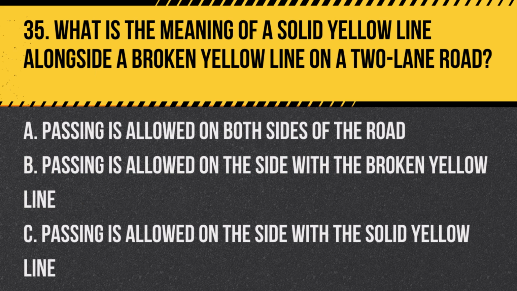Question 35. What is the meaning of a solid yellow line alongside a broken yellow line on a two-lane road? A. Passing is allowed on both sides of the road. B. Passing is allowed on the side with the broken yellow line. C. Passing is allowed on the side with the solid yellow line. Answer: B. Passing is allowed on the side with the broken yellow line. A solid yellow line alongside a broken yellow line on a two-lane road indicates that passing is allowed on the side with the broken yellow line, but not on the side with the solid yellow line.